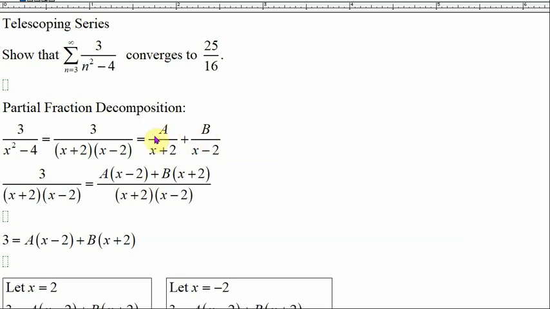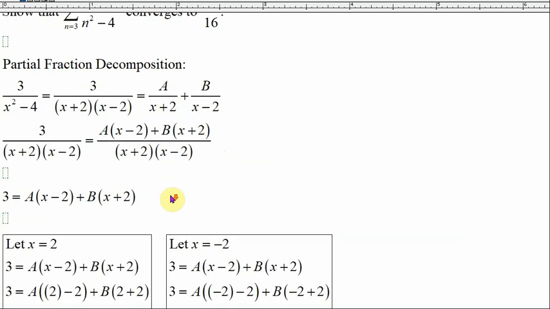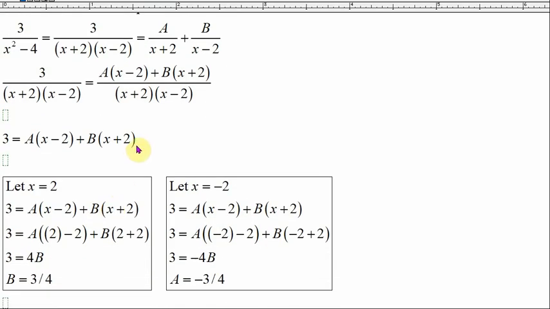To combine these two expressions, we can cross multiply, so constant a times x minus 2 plus constant b times x plus 2, dividing by the product of x plus 2 and x minus 2. From here, we have 3 is equal to a times x minus 2 plus b times x plus 2. This equation is true for all x.